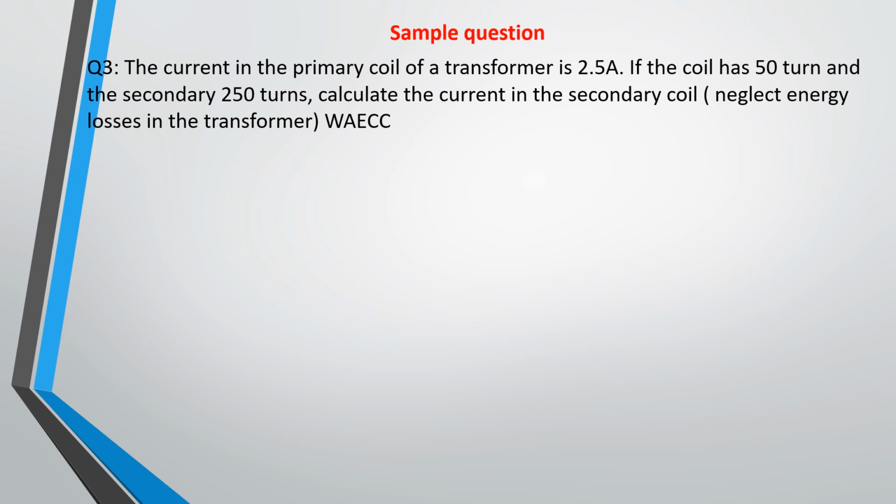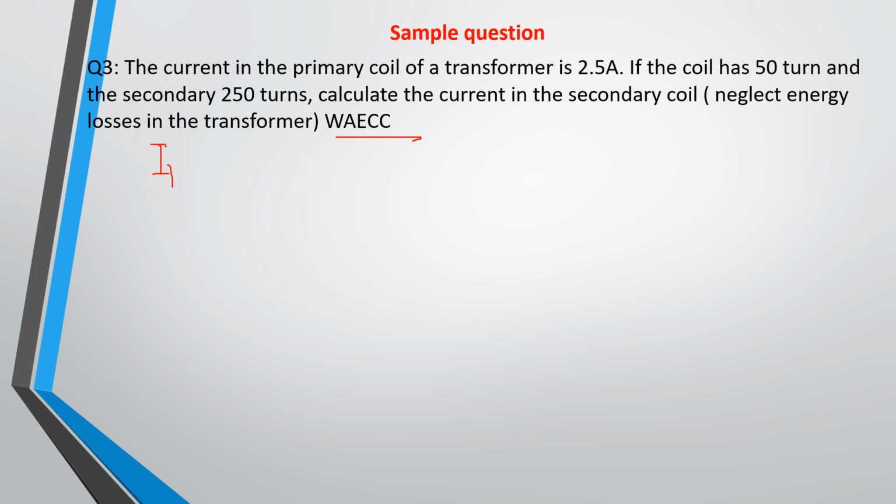Okay, so this one says that the current in the primary coil of a transformer is 2.5 amp. If the primary coil has 50 turns, and the secondary 250 turns, calculate the current in the secondary coil. Neglect energy losses in the transformer. This is WAEC objective.